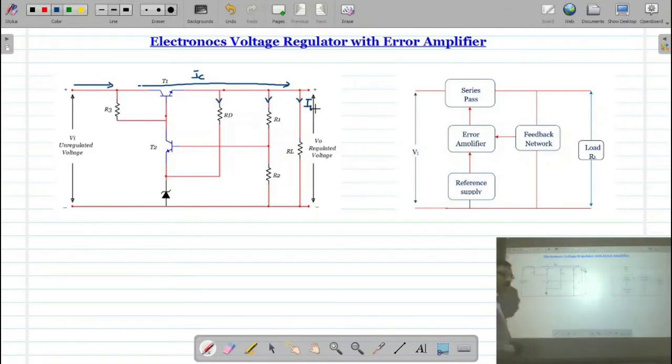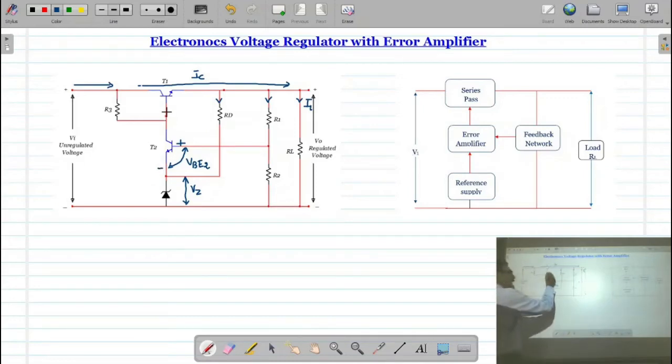Now if you see, the voltage across the Zener will be VZ. Then the voltage between the base and emitter of the transistor is, let us say, VBE2. Remember that we are using an NPN transistor, so the base potential will be more than the emitter potential.